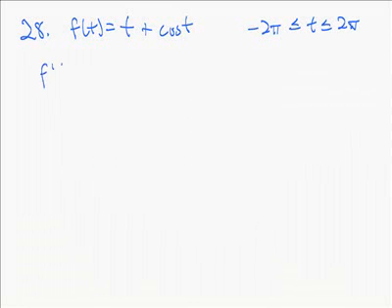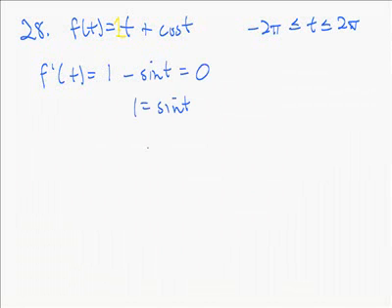So let's find our critical values first by taking the derivative. Derivative of t is going to be 1, and then derivative of cosine is negative sine. So 1 minus sine of t. Now this is defined everywhere, so we're just going to be looking for where it's equal to 0. Where does 1 equal the sine of t? The sine of t is equal to 1.